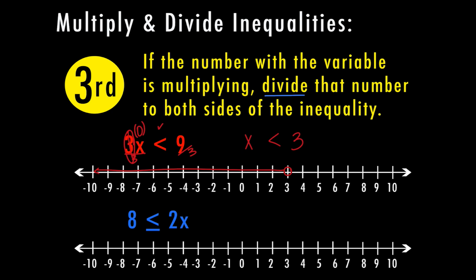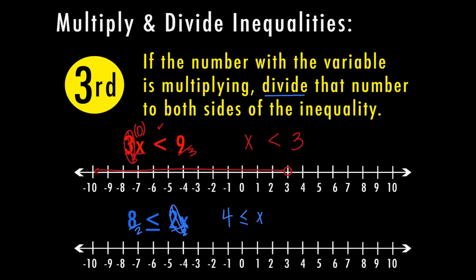Now in this situation, I'm multiplying x times 2. So I'm going to divide both sides of my inequality by 2. 2 divided by 2 is 1. So now I have x. I'm going to keep my symbol. 8 divided by 2 is 4.